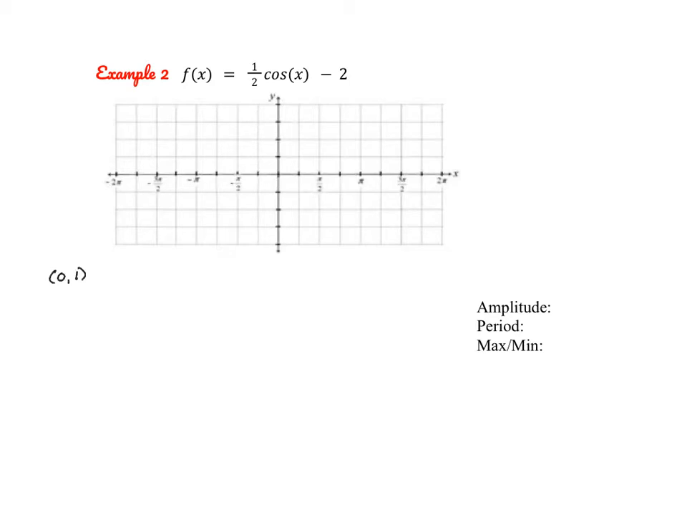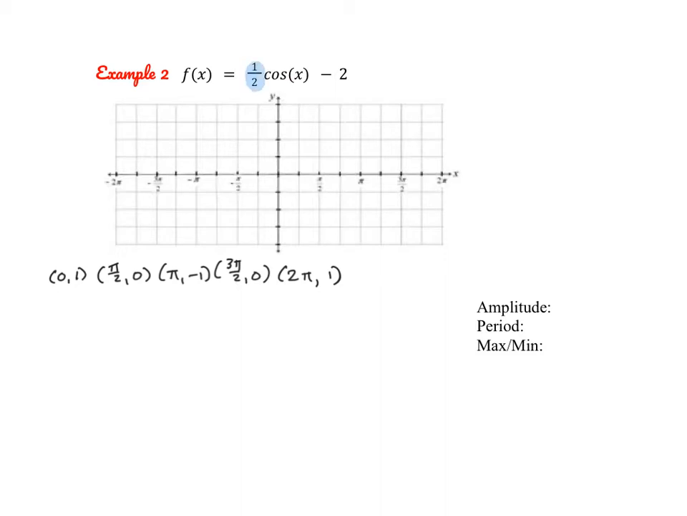So it's (0, 1), (pi over 2, 0), (pi, negative 1), (3 pi over 2, 0), and then back to the top, (2 pi, 1). So that's from our parent function. And here I see 2 transformations.